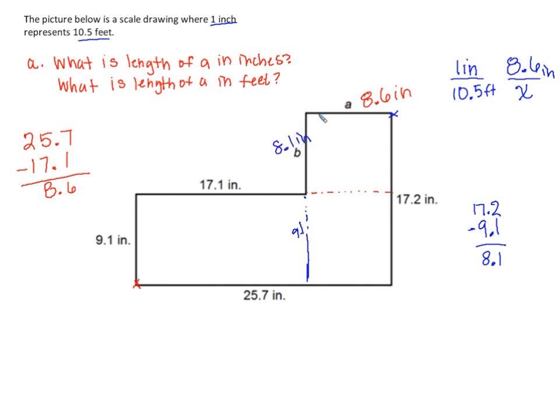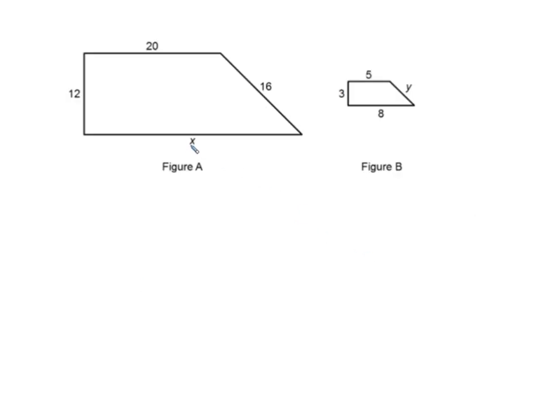So each one's going to have two answers. So B is 8.1 inches, and then we need to figure out how many feet. So again, take the same ratio that they gave us: 10.5 feet equals 1 inch. We want to figure out 8.1. Okay. Next, we need to figure out the missing values of X and Y.